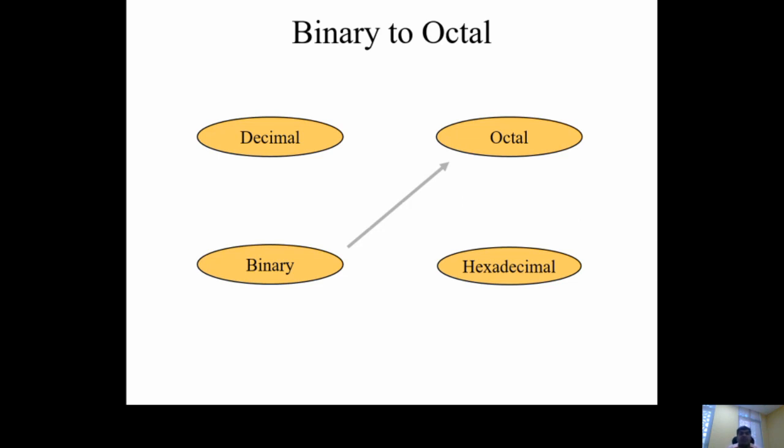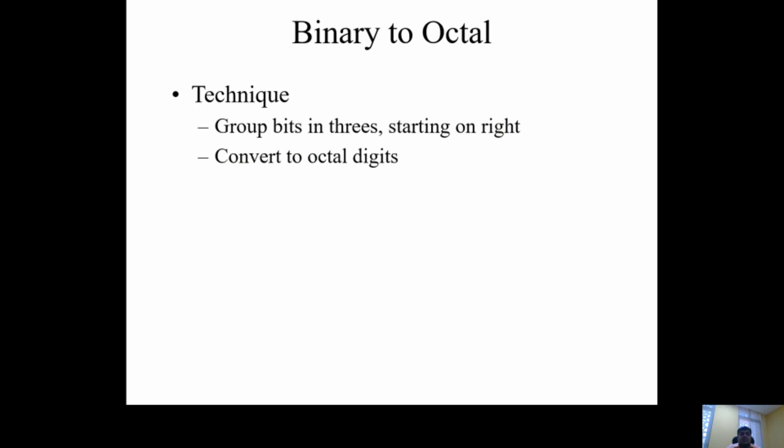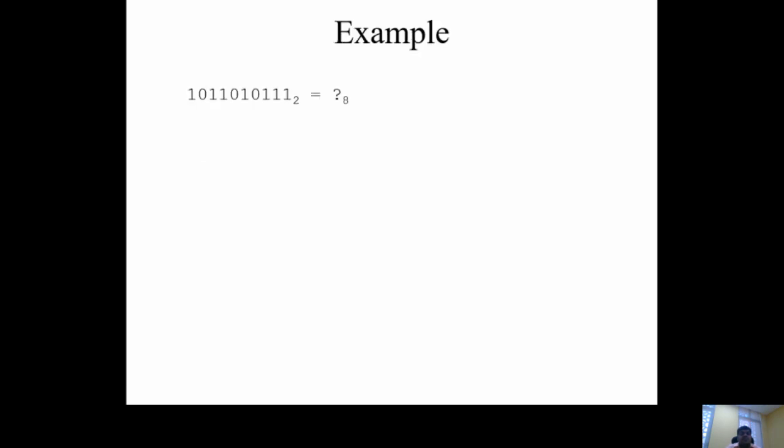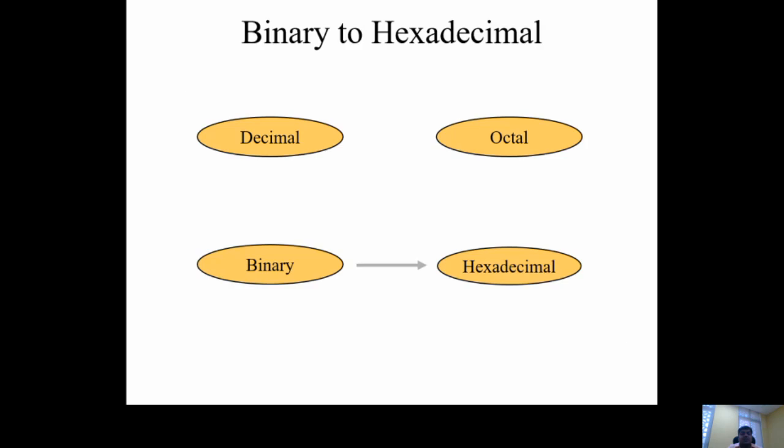Now we see binary to octal. For converting binary to octal, group bits in threes starting on the right and convert to octal digits. So here we will take groups of 3 bits from the right side: 111, 010, 011 and 1. So 111 is 7, 010 is 2, 011 is 3 and 1 is 1. So the answer is 1327, which is equivalent to the binary number 1011010111.